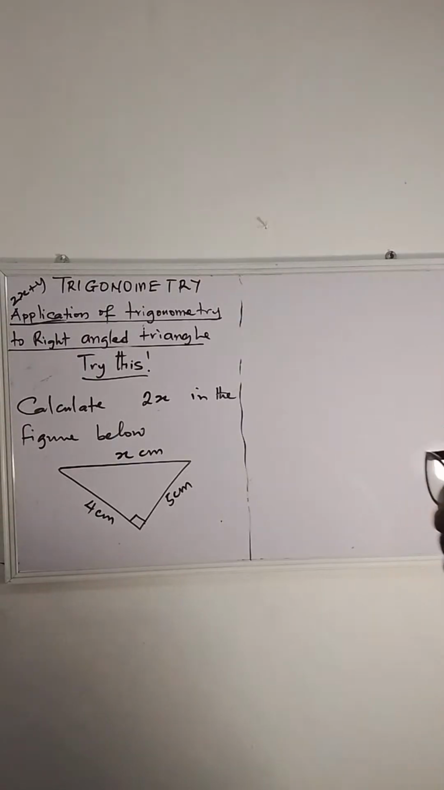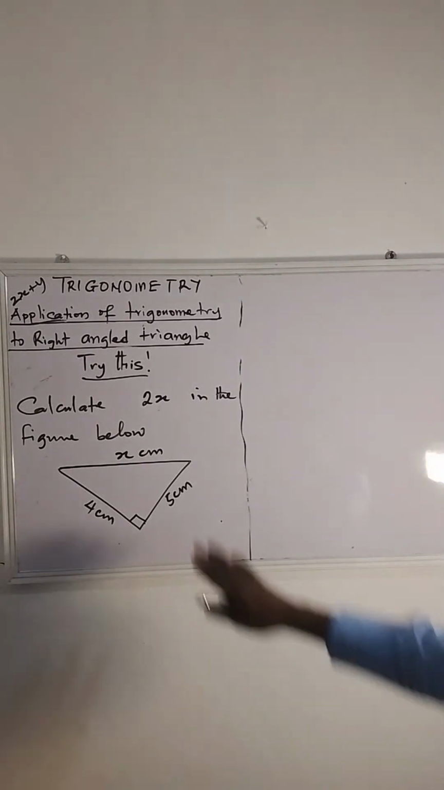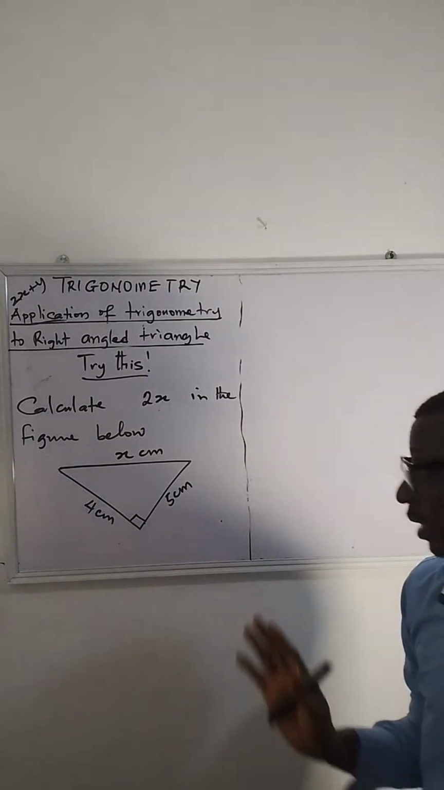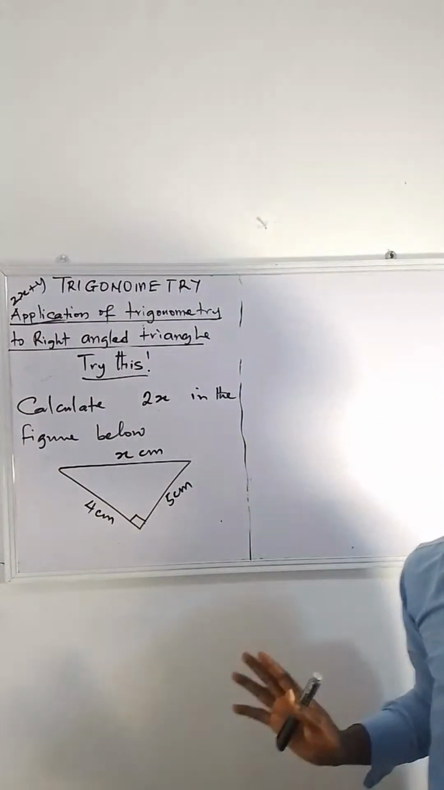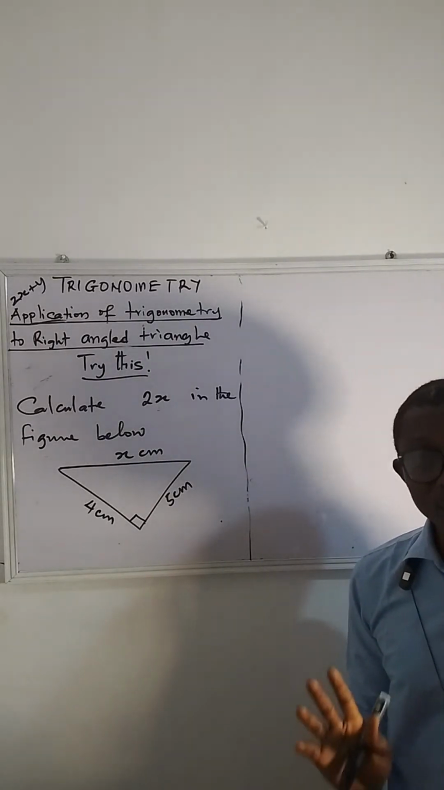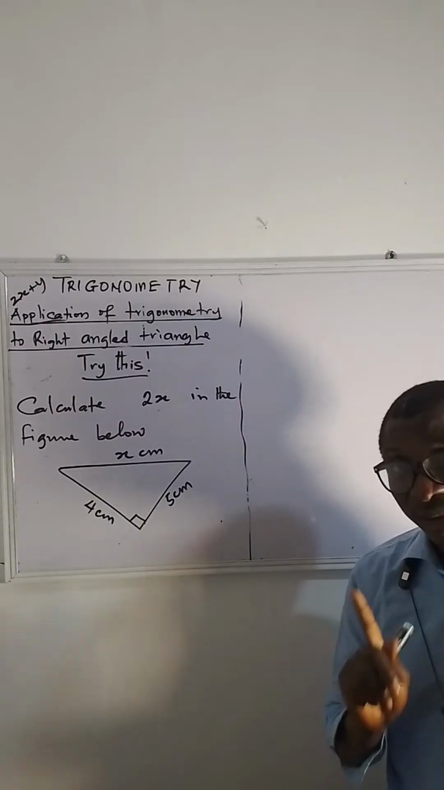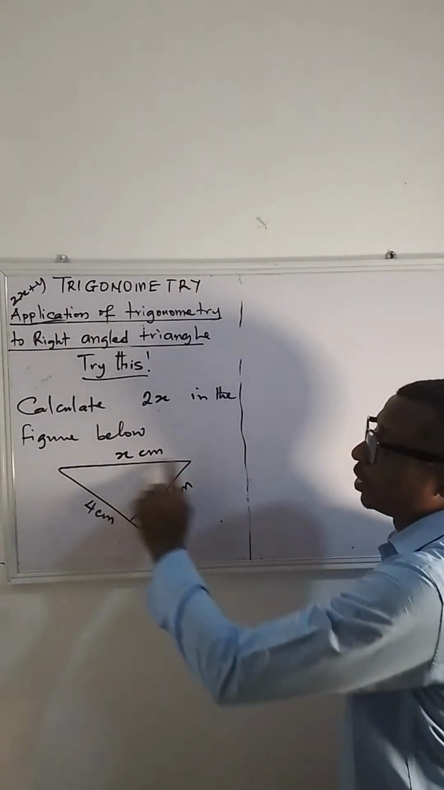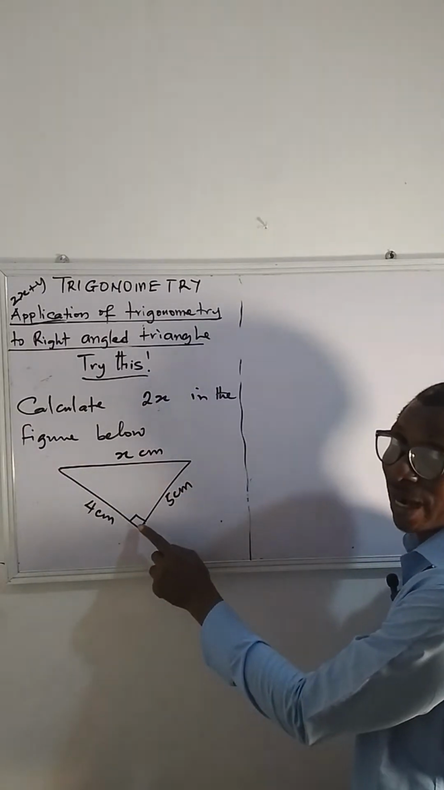All right, now the question says calculate 2x in the figure below. Now look at the figure below. What I just need here, you see in Pythagoras theorem, I don't have much issue, even if I don't know the opposite and adjacent. One thing I need to know is the hypotenuse. Very, very important. This is the hypotenuse, because this is the side that is facing the right angle.